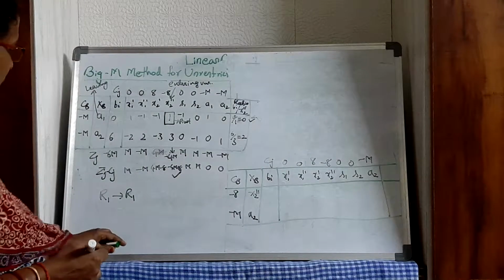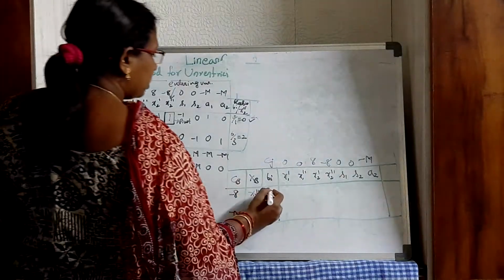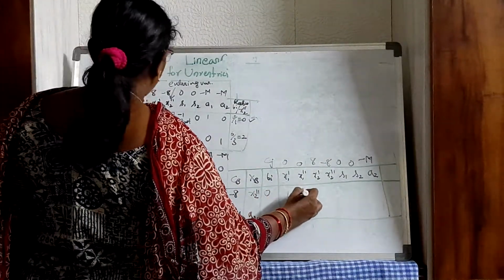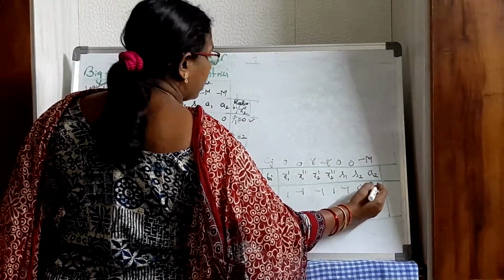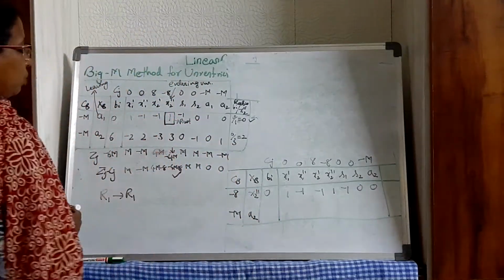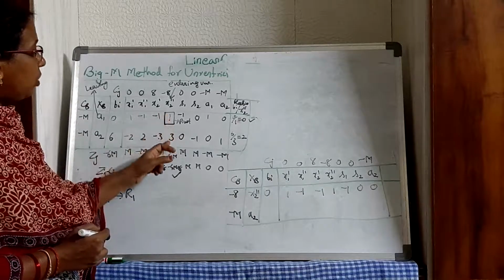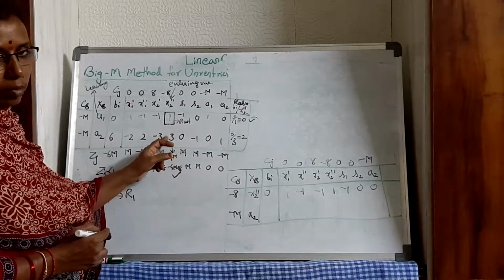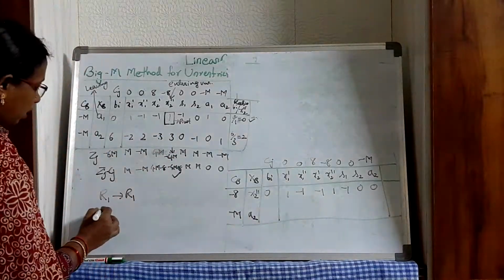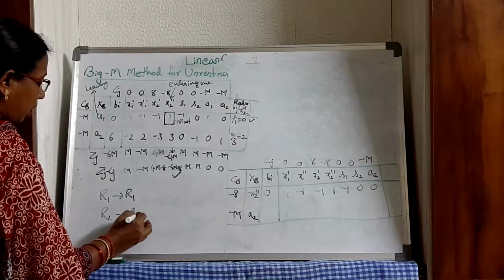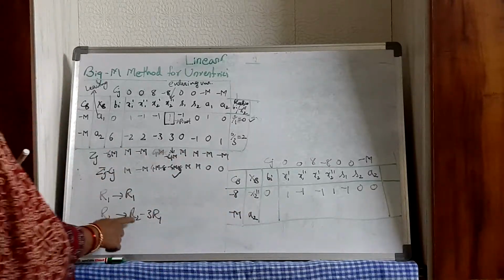Now do the transformations. What is the transformation? R1 you have to write as it is, as R1. So what I will write here? 0, 1, minus 1, minus 1, 1, minus 1, 0, and here also 0. Now R2. In the most negative column we have this pivot element. Corresponding to that pivot element, all other elements in that column should be 0. Now I have to make this 3 as 0. So as I told you in the previous session, R2 will be R2 minus 3R1.